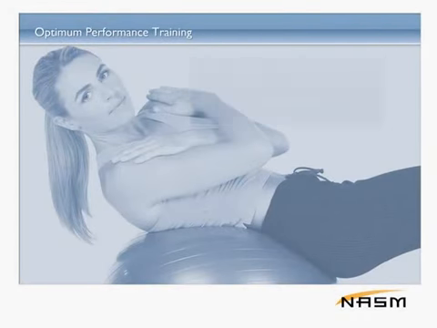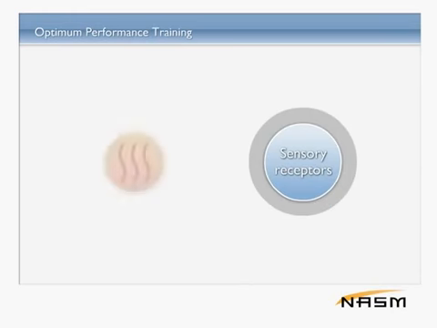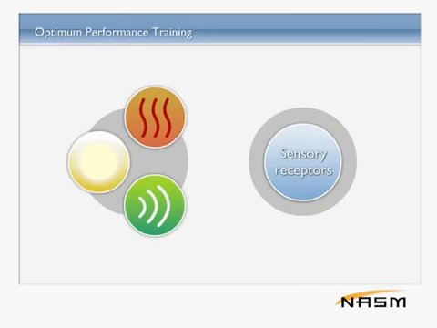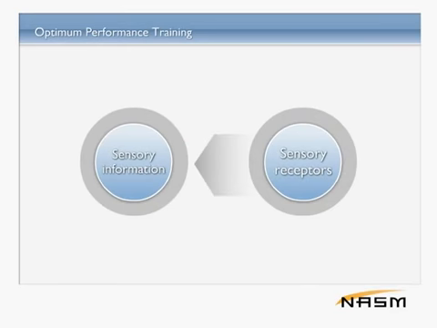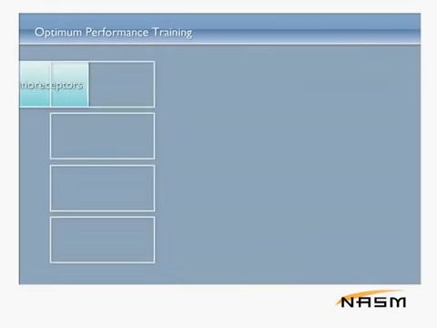Sensory receptors. The final component of the peripheral nervous system is the sensory receptors. The sensory receptors are specialized structures located throughout the body that are designed to transform environmental stimuli, such as heat, light, sound, taste, motion, etc., into sensory information that the brain and/or spinal cord can then interpret to produce a response. These receptors can be subdivided into 4 major categories.